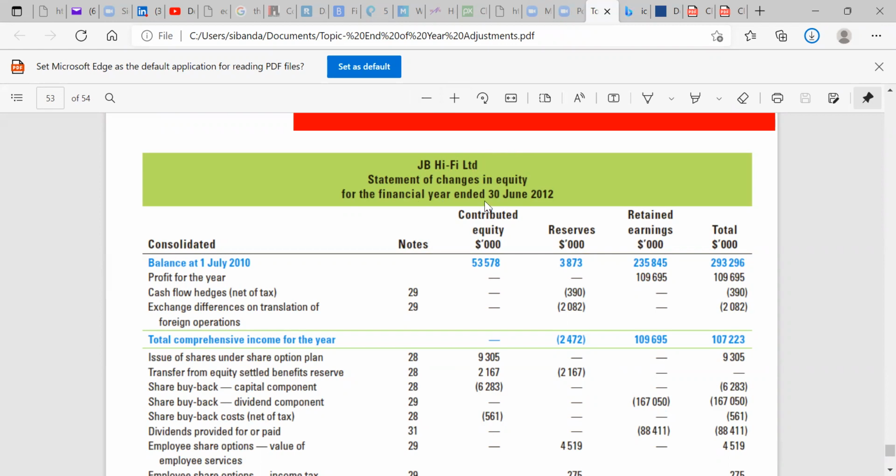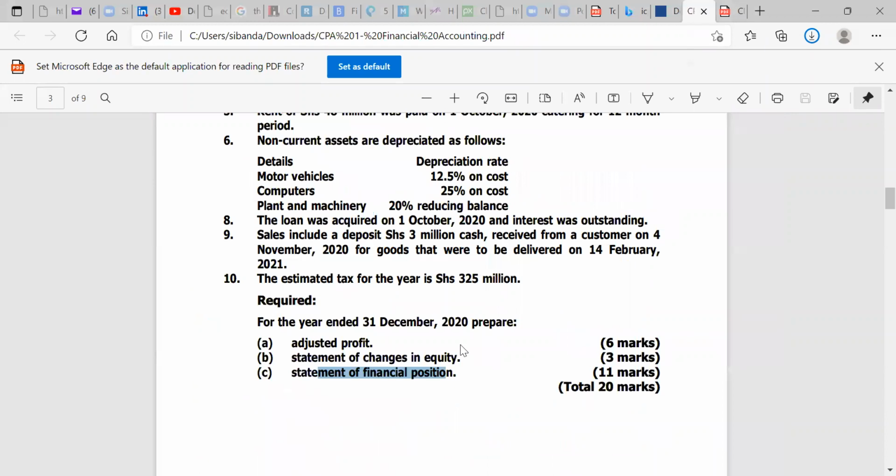Remember, for the statement of changes in equity, these columns vary depending on the question. For example, in this question we have share capital. Then you should also have a column for share premium, a column for the revaluation reserves, and a column for retained earnings, which in this case they are calling retained profits. So you should know this format, and you're able to bring it in here. Usually we start with the balances as at the start, and then we add, but you try that out on your own because of the time, and then you can see later on what to do.